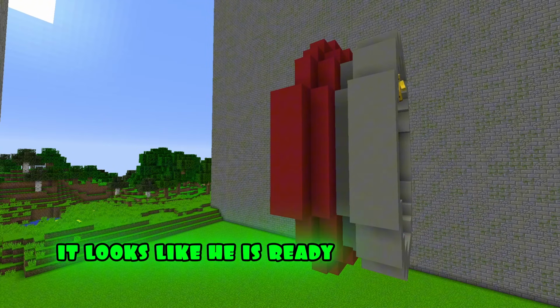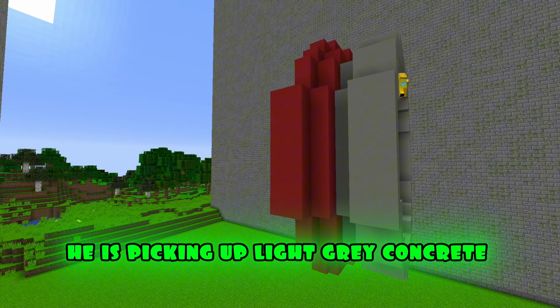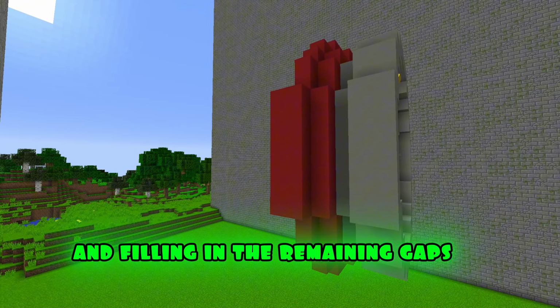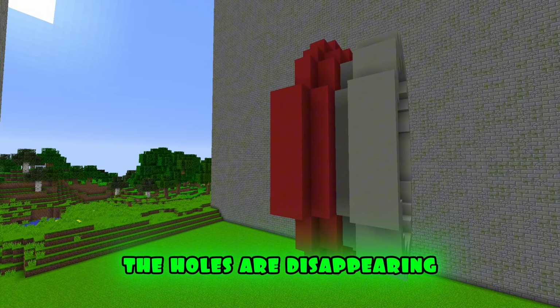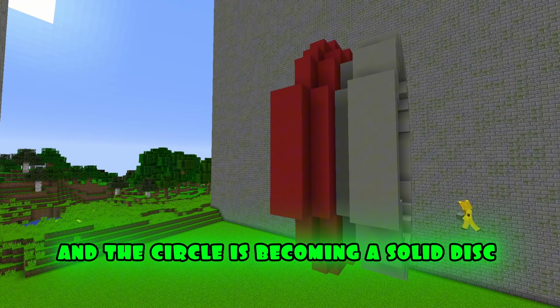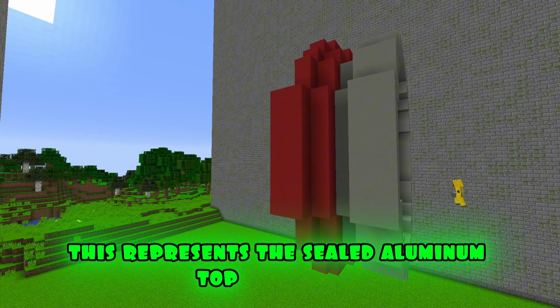It looks like he is ready to finish that circle he started earlier. He is picking up light gray concrete again and filling in the remaining gaps in that big front circle. Block by block, the holes are disappearing and the circle is becoming a solid disc of light gray concrete. This represents the sealed aluminum top of the can.